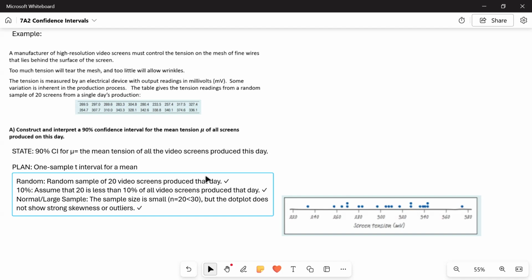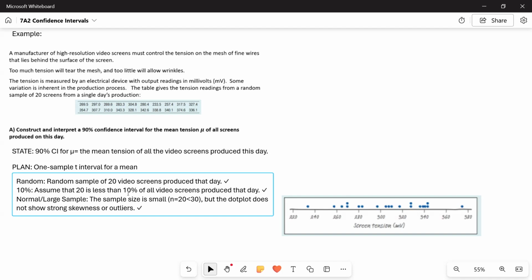Again, you can't just list random, 10%, normal/large sample and put a check mark. You have to explain or show how each one is satisfied. For 10%, it's reasonable to assume that 20 is less than 10% of all video screens produced that day.